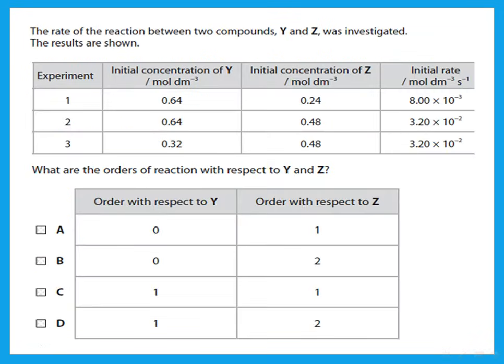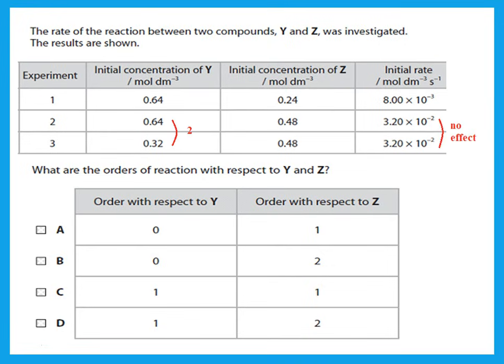Again, let's take a look at this question. So here he gives me a table of concentrations of Y and Z, and he wants the order with respect to Y and the order with respect to Z. So let us take a look. In order to determine the order with respect to Y, I need to choose two experiments in which only Y is changing. So which experiments can I take a look at? I can take a look at experiment 2 and 3. So going from 3 to 2, the concentration of Y doubled. But what happened to the rate? There is no effect on the rate. And that means that the order with respect to Y is 0. So my answer is A or B.